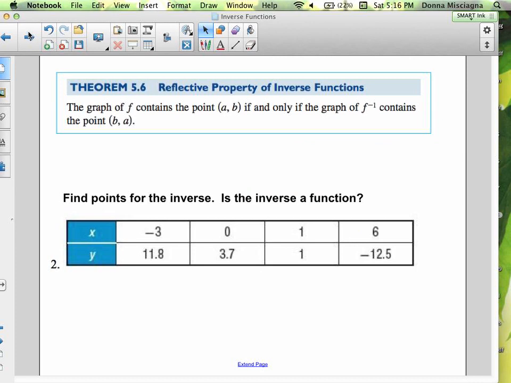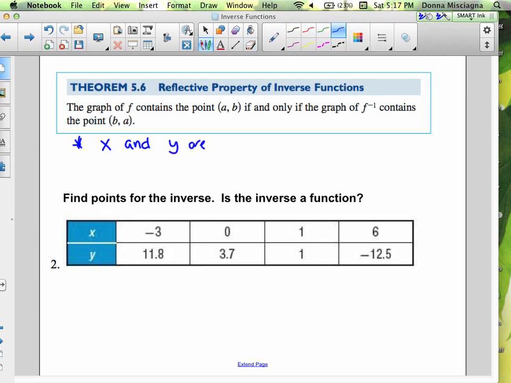All right, so reflective property of inverse functions. The graph of f contains the point (a, b) if and only if the graph of f inverse contains the point (b, a). I'm going to call it f inverse, because f negative 1 is just weird. In other words, x and y are switched between a function and its inverse.